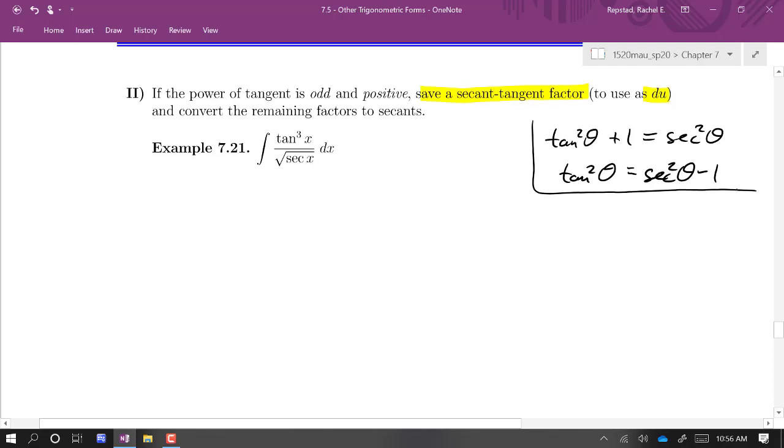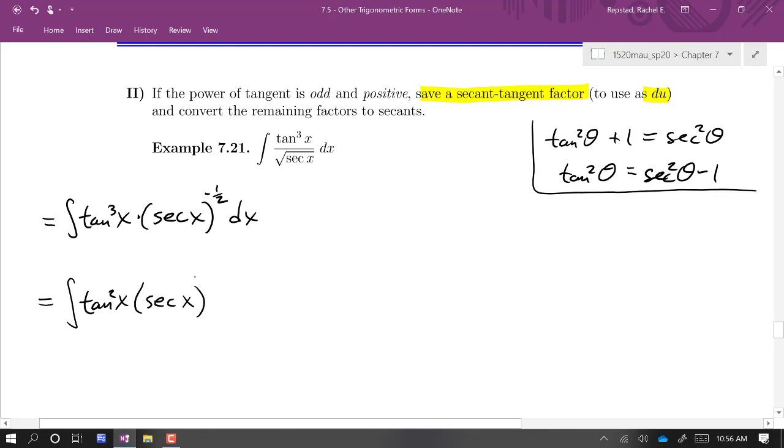So they say, save a secant tan factor. I'm going to start just by rewriting this before I save any factors of anything. I've got tan cubed x times, and then I've got a square root of secant x in the denominator. So that means I actually have up here a negative 1/2 power of secant. So if I save a secant tan factor, if I pull out a tan factor, I'm going to be left with tan squared. And if I save a factor of secant here, that means the only way that works is if I'm left with a minus 3/2 power of secant.